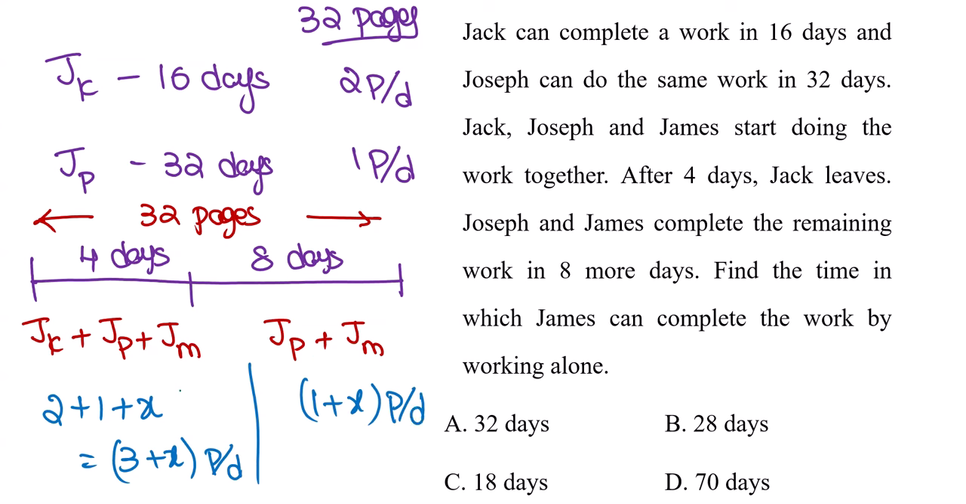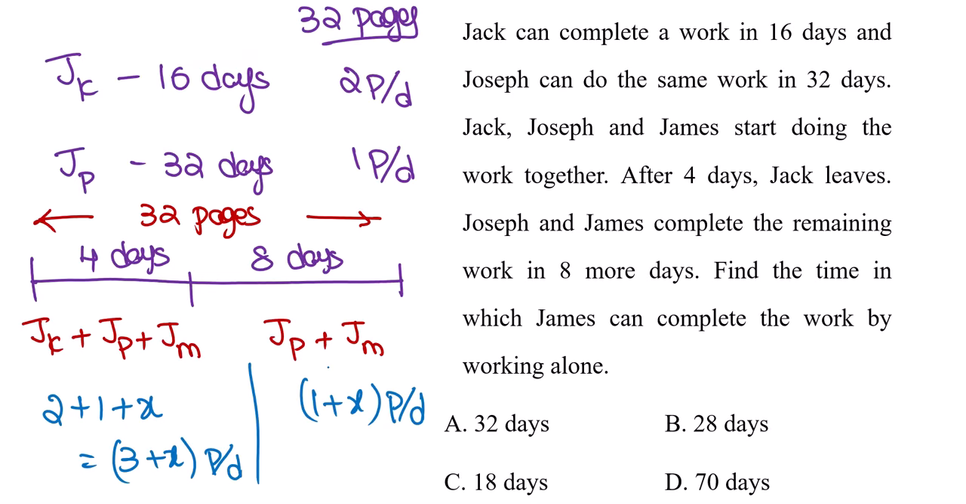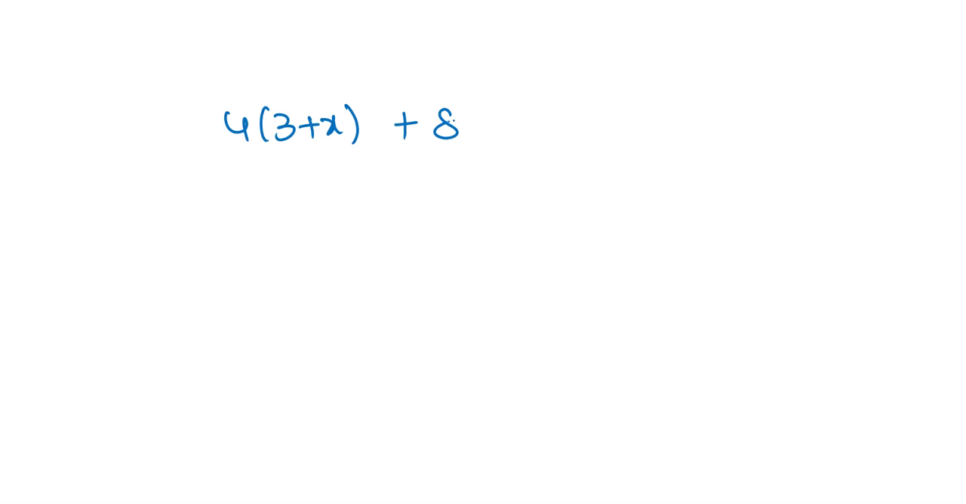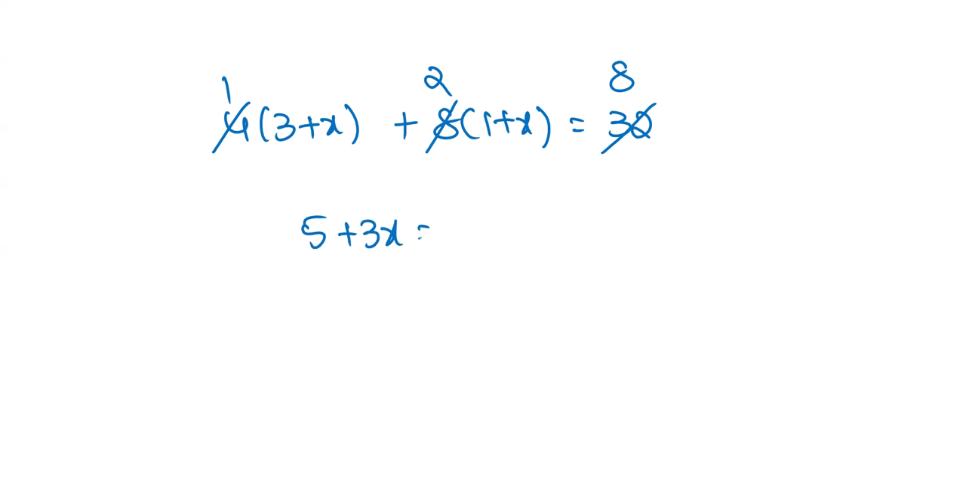Now, what is the equation you can create? 3 plus X pages per day, for 4 days means 4 into (3 plus X) pages completed, plus here 8 days, 1 plus X, means 8 into (1 plus X) pages completed. Total it should match 32. 4 ones, 4 twos, directly 8 times: 4 plus 8 is 12 plus 3x... x equal to 1 page per day.